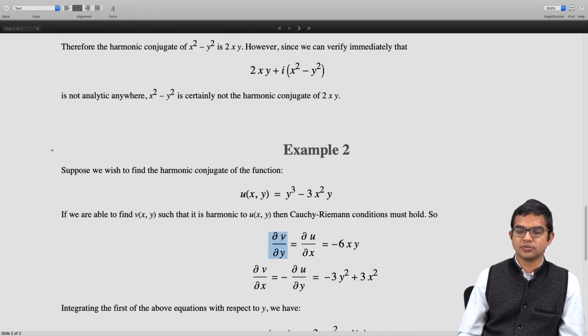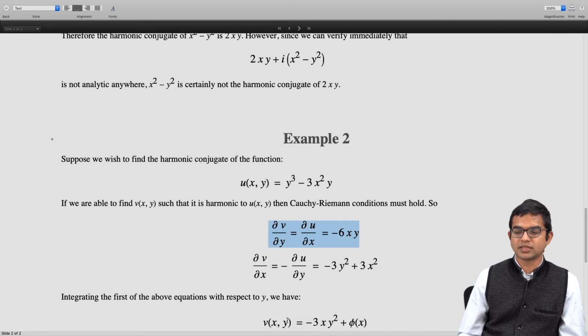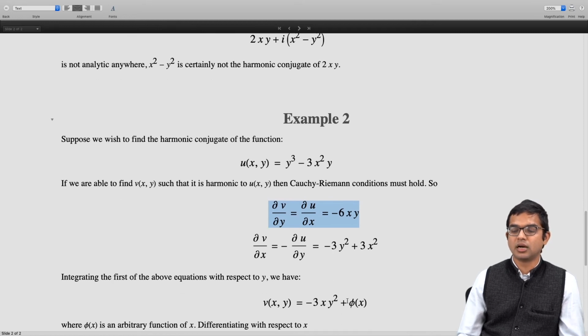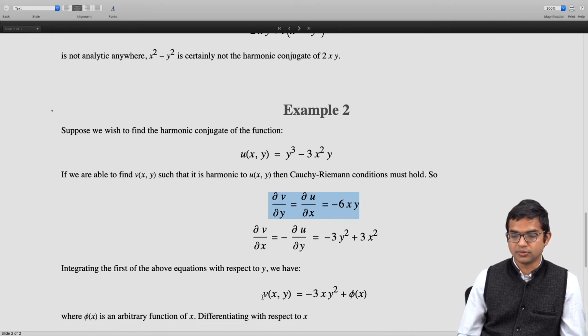Integrating the first of these, immediately we have v of x comma y must be minus 3x squared y plus some arbitrary function of x, phi of x. So we have this freedom, right? Because dou v by dou y, regardless of what phi is going to be, is minus 6xy, as we can check by taking the partial derivative. If you take a partial derivative with respect to y, phi of x doesn't matter, because dou phi by dou y is definitely 0. As far as y is concerned, phi of x is a constant.